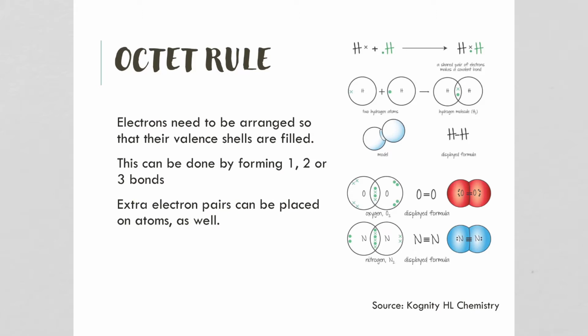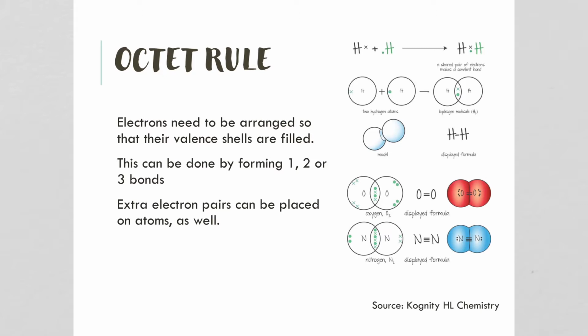To figure out the chemical formula and the type of bonding that happens, we use the octet rule. Electrons need to be arranged so that their valence shells are filled. So we have to overlap electron pairs so that we can satisfy their octet. Remember, except for hydrogen, everything will want to have 8 electrons in its outer ring, or valence shell.